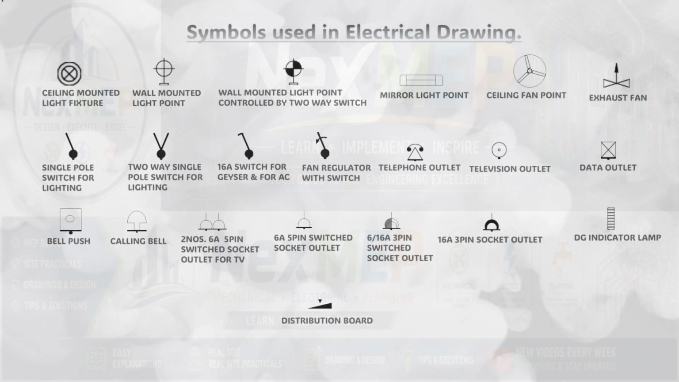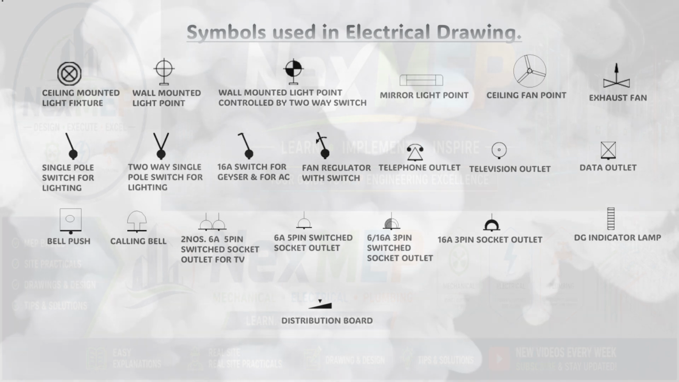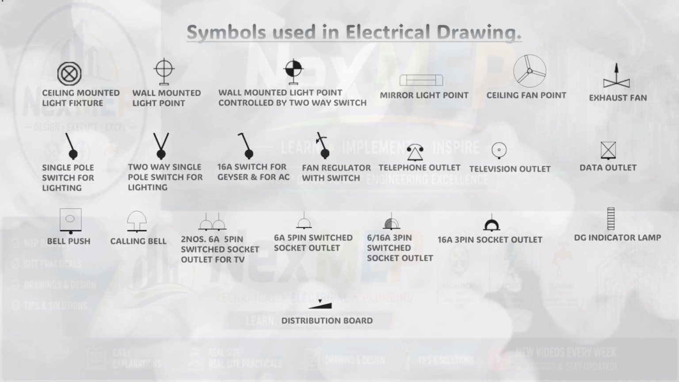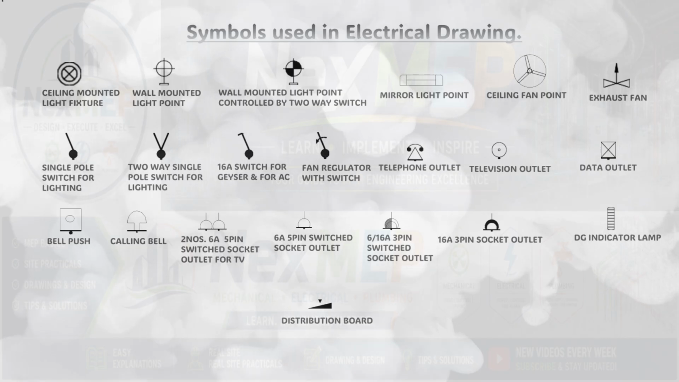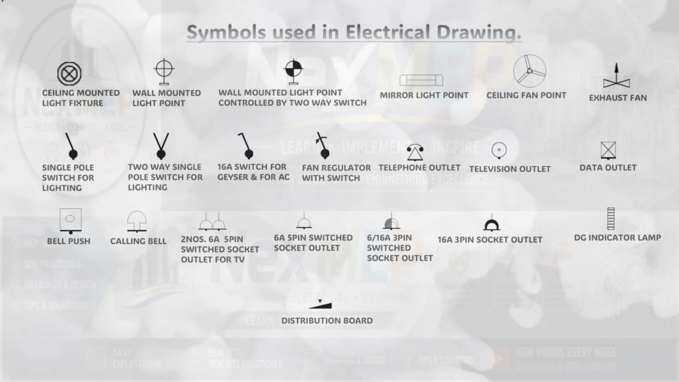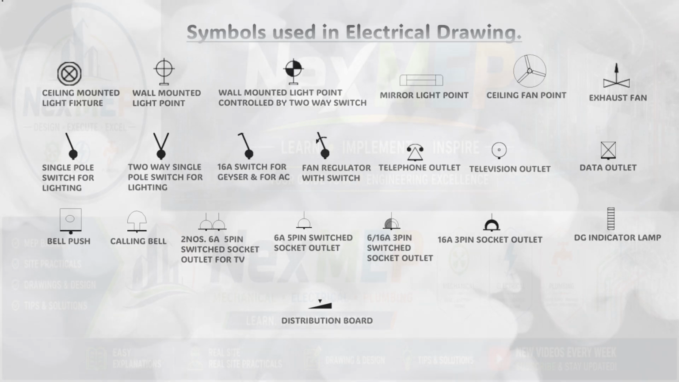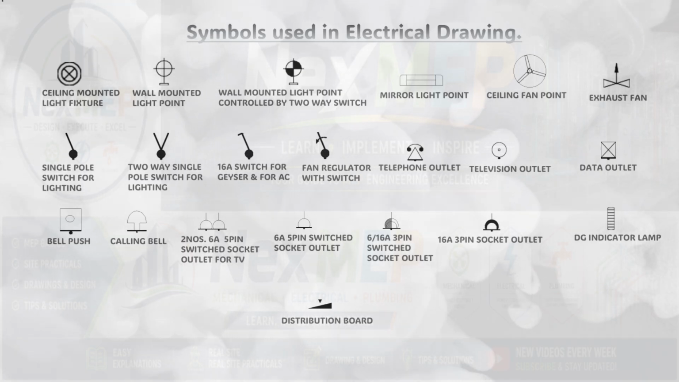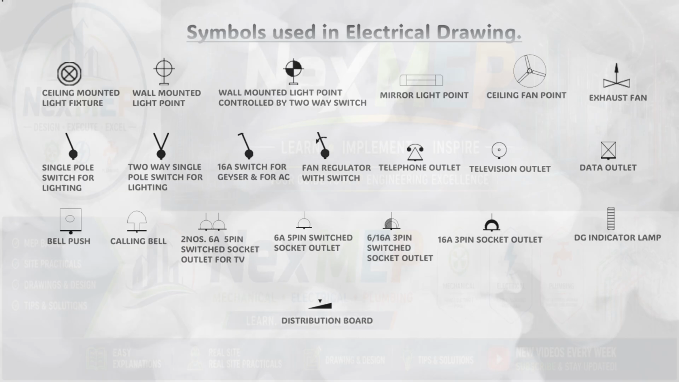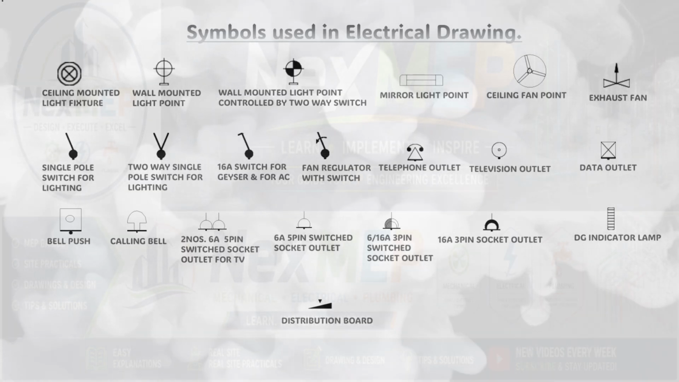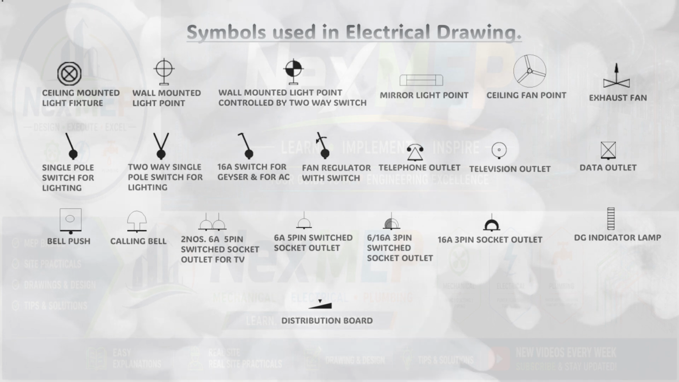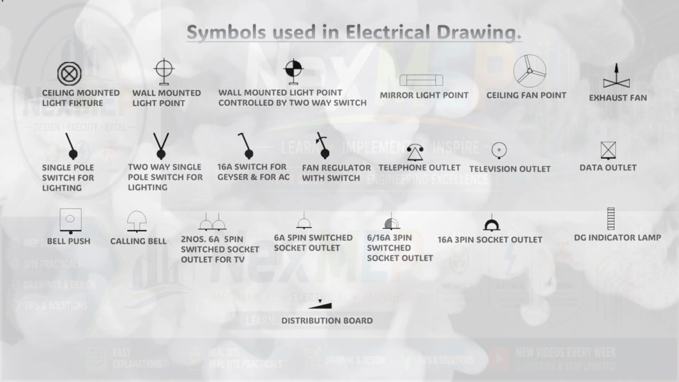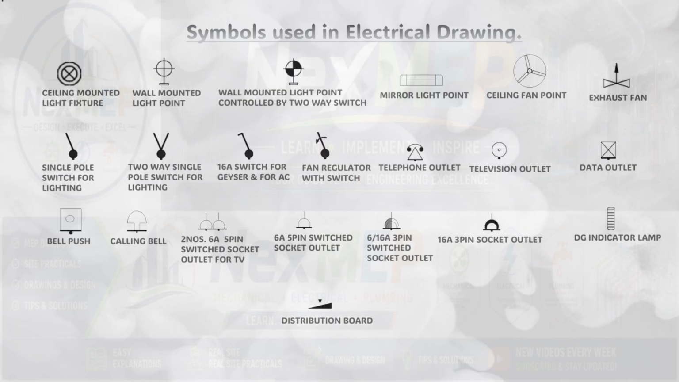Now let's look at the symbols used in electrical drawings. Friends, in a drawing you cannot sketch every equipment in detail, so we use standard symbols to represent each item. For example, a ceiling-mounted light fixture has its own unique symbol. A wall light point has a different symbol. Switches, sockets, fans, DBs, TV outlets, data outlets, every item has its own recognized symbol. Some key symbols you must know: ceiling-mounted light fixture, wall-mounted light point, two-way switch, single-pole switch, 16A switch for geyser and AC, fan regulator with switch, telephone, TV, and data outlets, bell push and calling bell, various socket outlets, 6A, 16A, and 16A distribution board. Once you memorize these symbols, reading any electrical drawing becomes much easier.